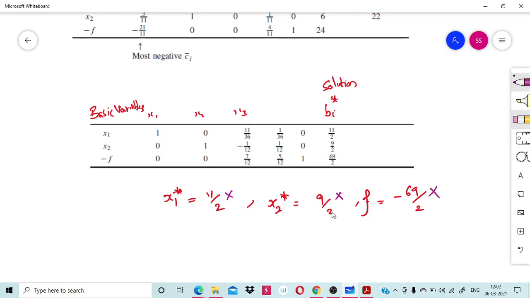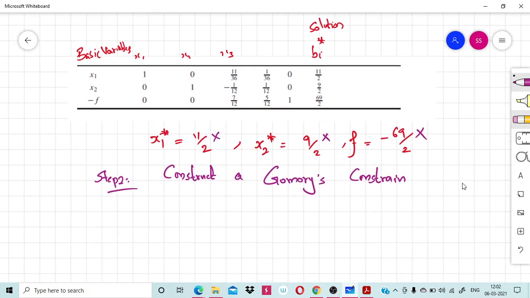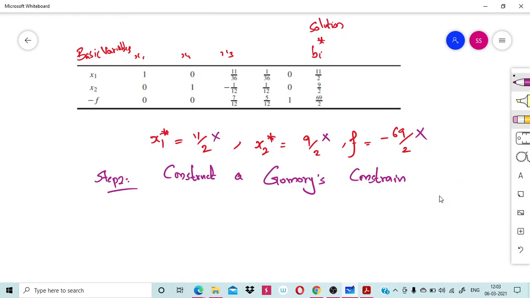So what you have to do is construct the next step, step 2: construct a Gomory's constraint. For that, you have to find out x_i. How to find this x_i?